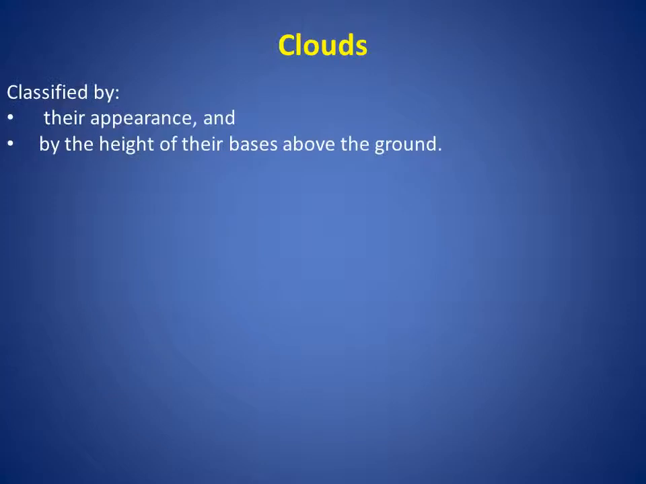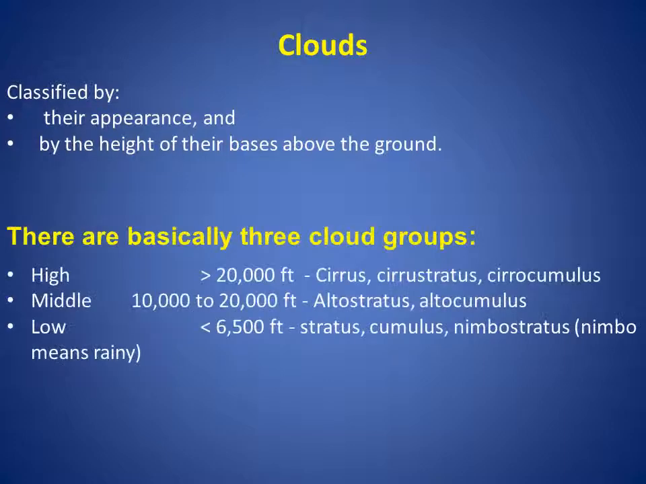Next, we will talk about clouds. They are classified by their appearance and by the height of their bases above the ground. There are basically three cloud groups: high, middle, and low. The high group has cirrus, cirrostratus, and cirrocumulus. The middle group has altostratus and altocumulus, and the low group has stratus, cumulus, and nimbostratus. Nimbo meaning rainy.